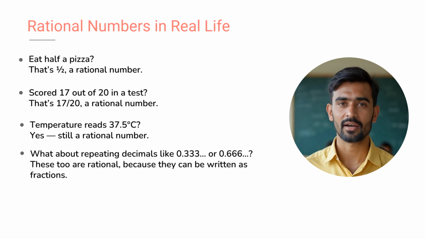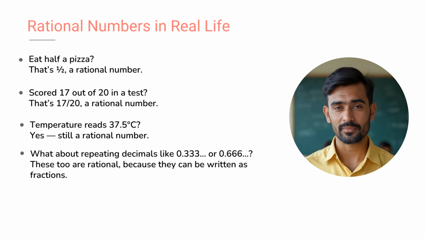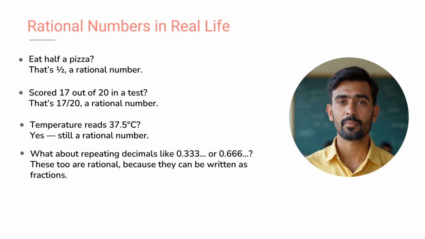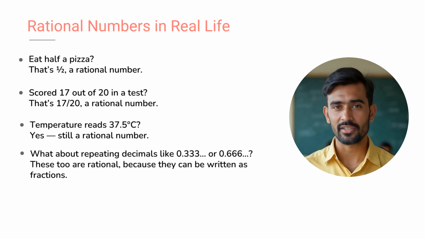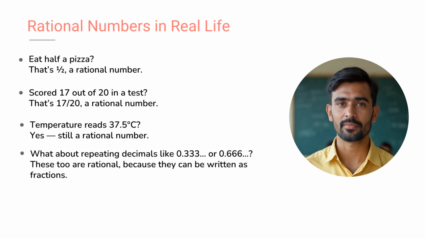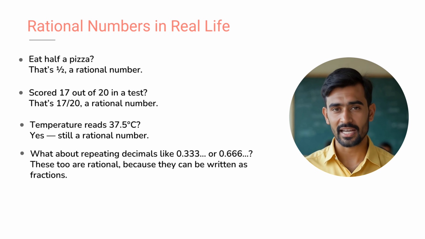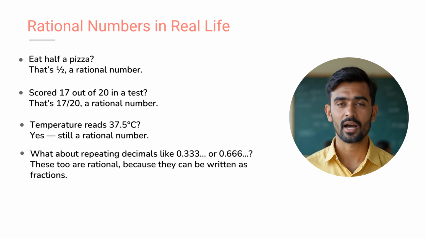Rational numbers are everywhere in real life. Eat half a pizza? That's 1 by 2, which is rational. When your teacher says you got 17 out of 20 in a test, that's 17 by 20, a rational number. Temperature of 37.5 degrees Celsius? Again, a rational number. Even repeating decimals like 0.333 and 0.666 are rational because they can be written as fractions with integers.